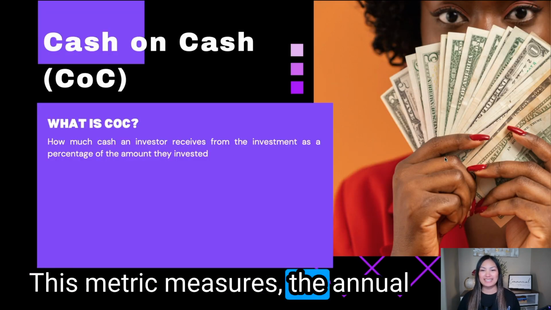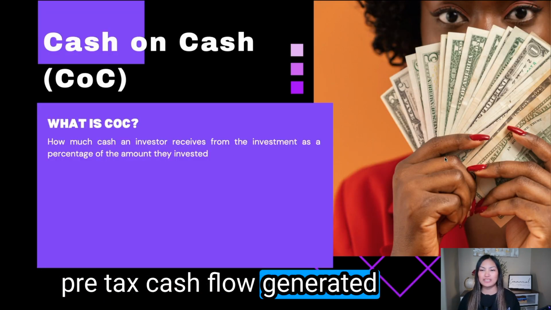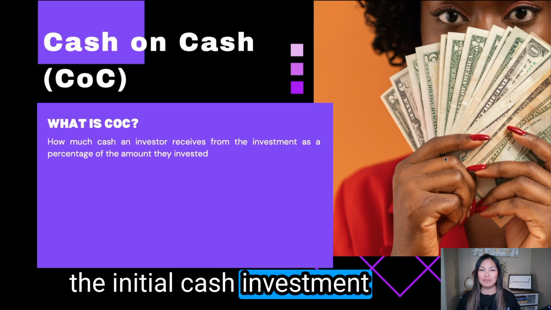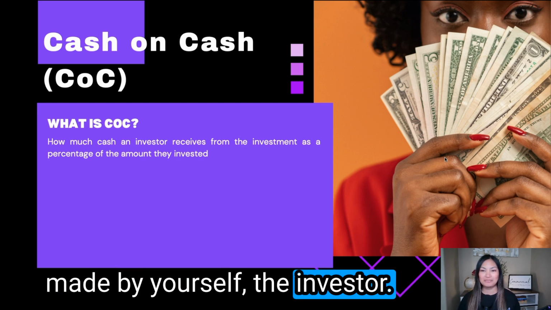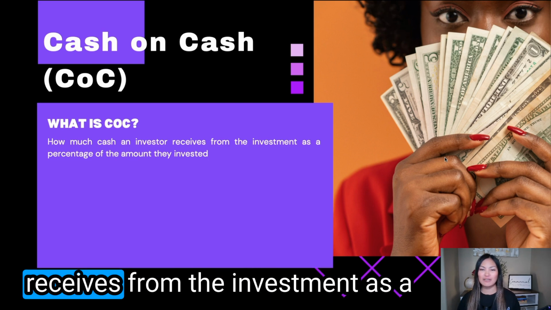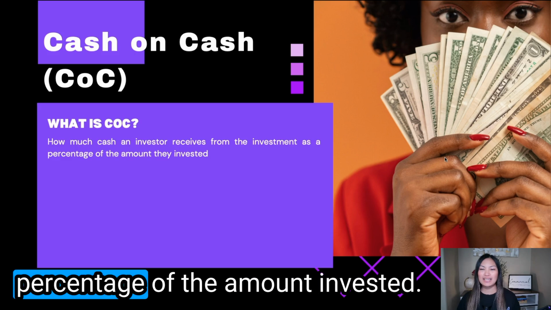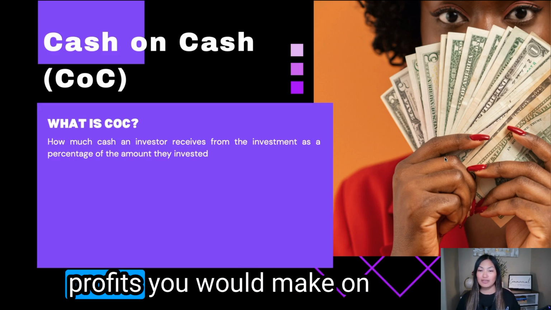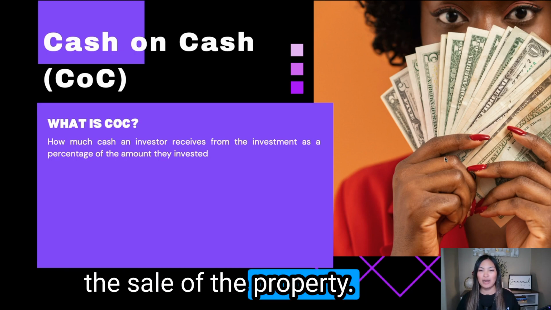This metric measures the annual pre-tax cash flow generated by the property relative to the initial cash investment made by yourself, the investor. In other words, it shows how much cash flow an investor receives from the investment as a percentage of the amount invested. It does not include the potential profits you would make on the sale of the property.